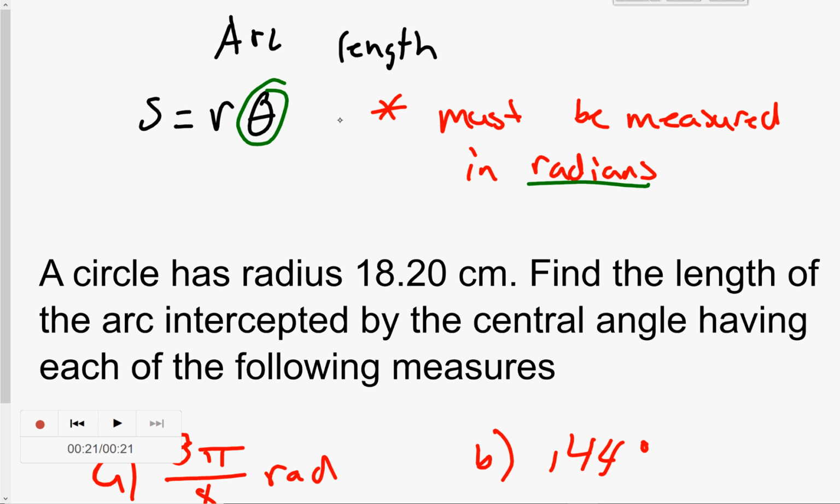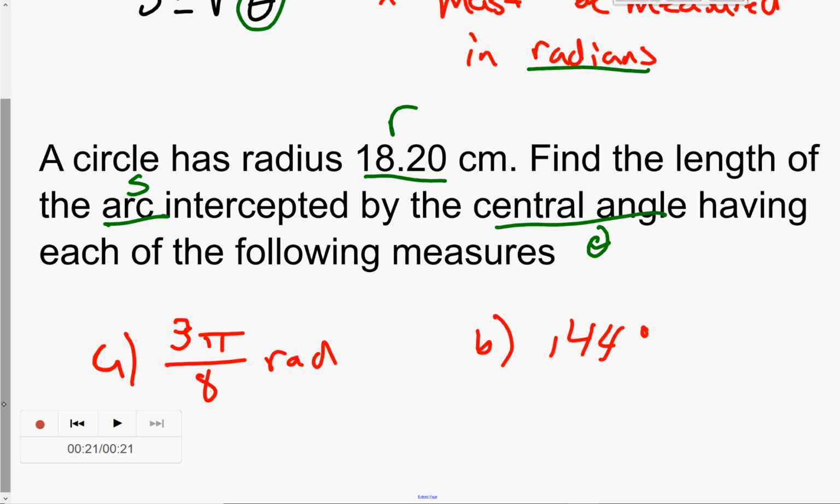So here we have a circle with the radius. Here's our radius r of 18.20 centimeters, so that means I have 4 significant figures there. And we want to find the length of the arc. So the length of the arc, that's S, and it's intercepted by a central angle. The central angle is our theta, with the following measurements. So they give us this angle right here, 3 pi over 8 radians. So that's our angle, and we know our r, so we're going to find S.